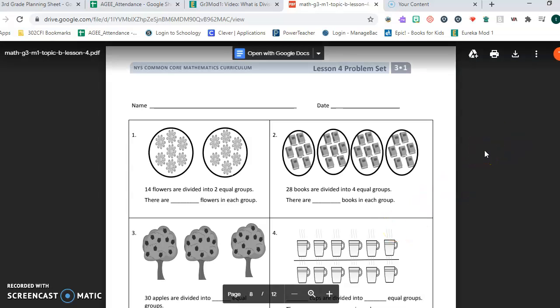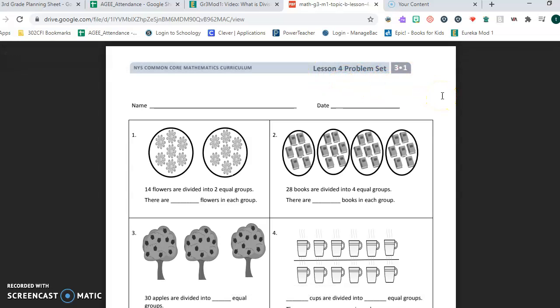Good morning, kids. Today is a really big day for you in your education. We are tackling our very first division lesson. And I know that we're only in lesson 4 of third grade, but multiplication and division are very closely related. In fact, they're so closely related, we call them inverse operations.